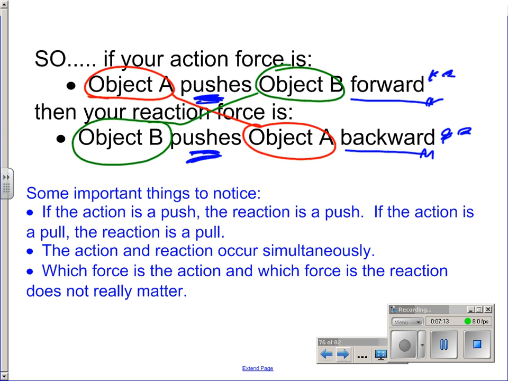So, a couple important things to notice, and I just said this. First of all, if the action is a push, the reaction is a push. If the action is a pull, the reaction is a pull. Next, the action and reaction occur simultaneously. The entire time these two objects are in contact or interacting with each other, they're both interacting with each other. So as long as object A is touching B, object B is also touching A. Which force is the action and which is the reaction doesn't really matter, so they're interchangeable. On this problem, I made this the action and this the reaction. I could have flipped that, and it doesn't matter because they happen simultaneously.